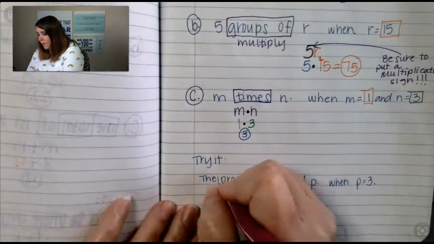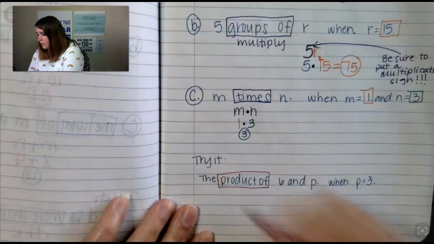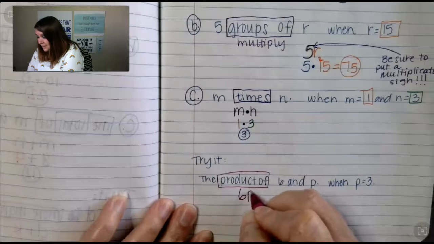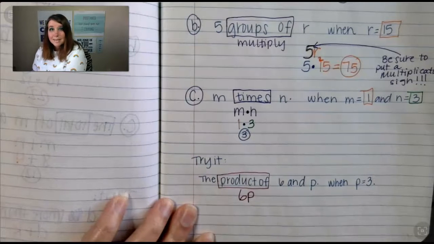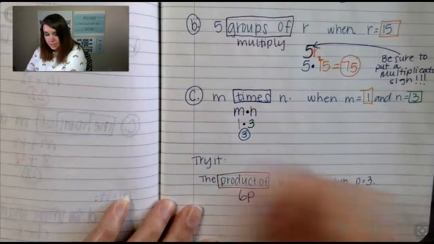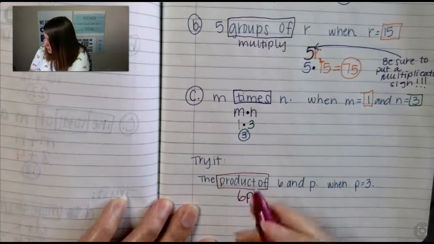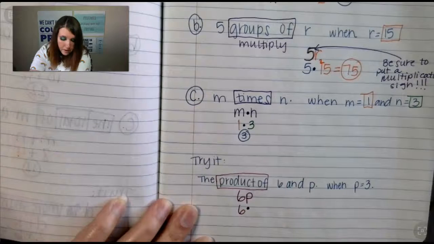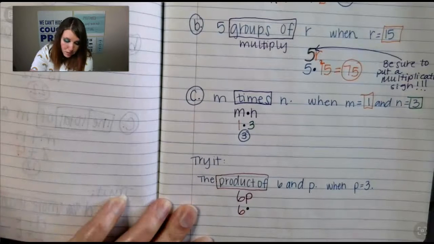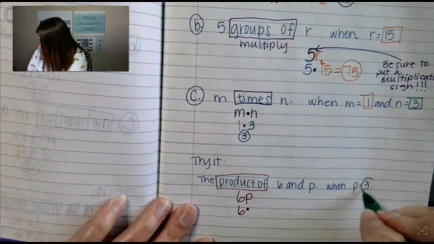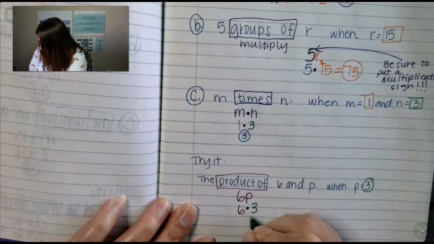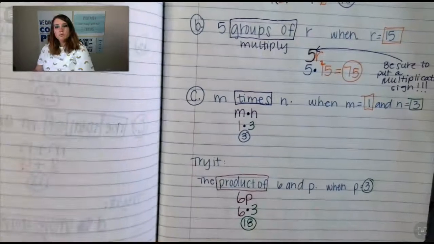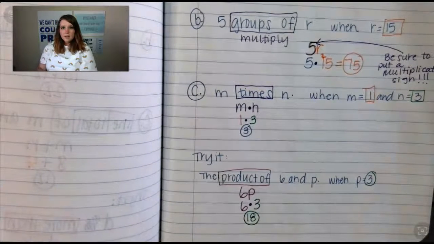All right, so I have a clue word of product of. That tells me to multiply. I am going to be multiplying 6 times P, or 6P. I know that P equals 3. So I'm going to bring down this 6, and I need to make sure I put a multiplication sign in there. P is 3, so I'm going to throw this 3 right here, and 6 times 3 is 18. How did you do on your try it?